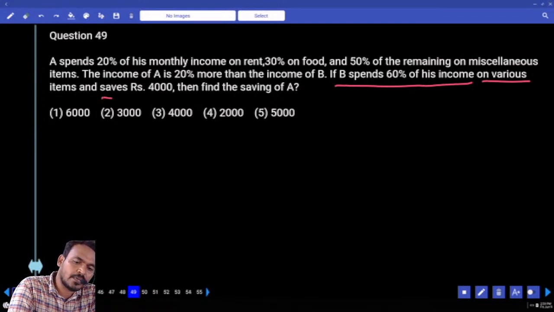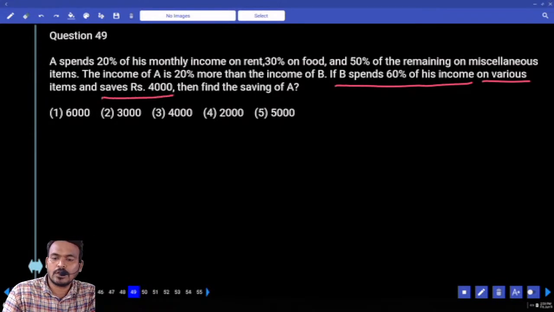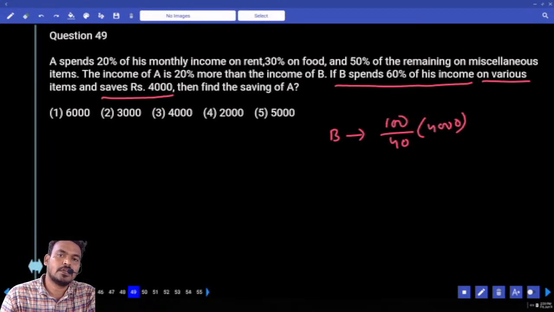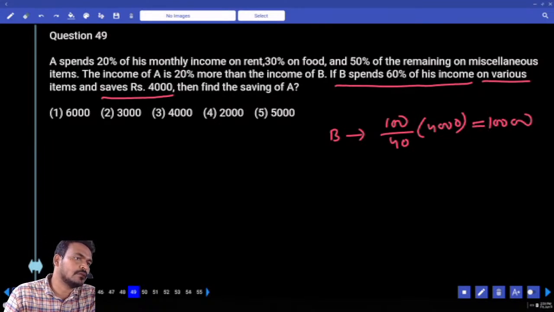In place of 40%, how many rupees are given? 4,000. B's savings in terms of percentage is 40%, but in terms of value it is 4,000. From 40% being 4,000, we get 100%, and that is B's income. What is B's income? 10,000. B's income is 10,000.